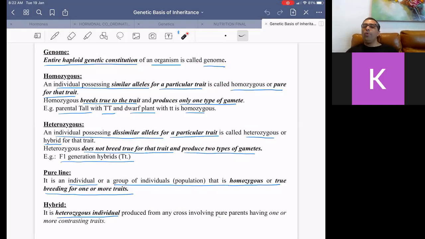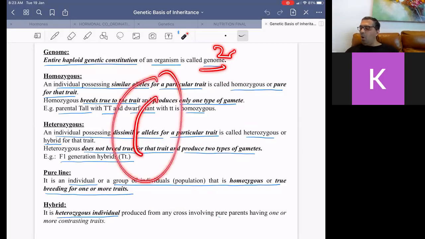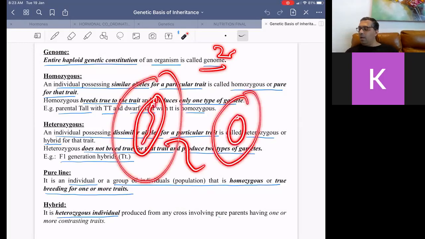So how many genomes do we have in one cell? We have two genomes in a cell: one maternal genome and one paternal genome. And what will be in a gamete? Diploid becomes haploid. So in a gamete, sperm or egg, we have only one set of DNA, which is its genome. The genome is the haploid constitution of either a sperm or an egg.